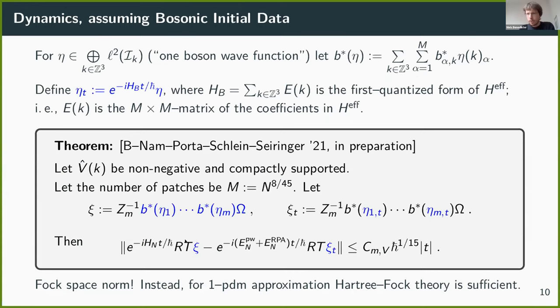So, okay, what's non-trivial here is that this is a Fock space approximation. Indeed, some older results that we have are that if you look only at the one particle reduced density matrix, you can do with Hartree-Fock theory. But for getting a Fock space norm approximation, you really need this bosonization here.